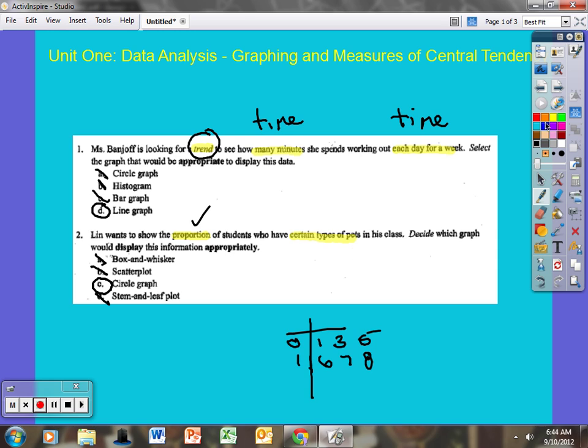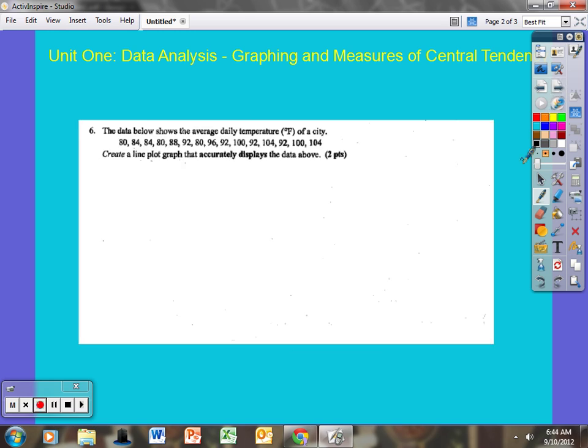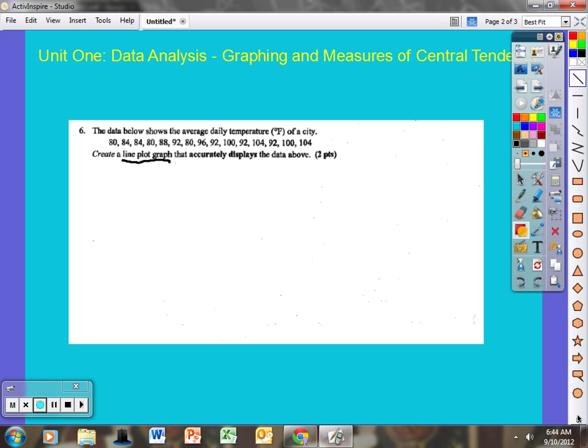That one wasn't too bad on the pre-test. Okay, take a look at the next one. The data below shows the average daily temperature of a city. There's the data. Create a line plot graph that displays the data above. The first thing I notice is it says create a line plot graph, so I cannot choose which graph to make. I must create a line plot, which I know is like a number line.